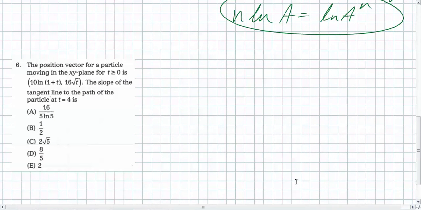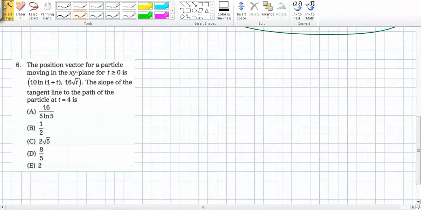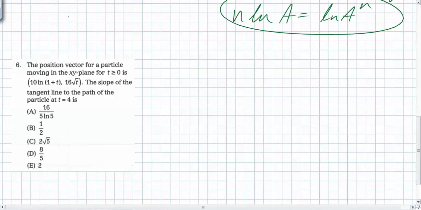Okay, it says the position vector for a particle moving in the xy plane is that thing right there. So that's the position. The slope of the tangent line to the path of the particle at time t equals 4 is what? So if that's the position, what do you have to find? If you haven't done this before, this is the position vector. You're not doing dy dx, you're doing the rate of change with respect to time, right? You don't have to split it, but if this is the position, we haven't covered this yet, but I bet you could figure this out.